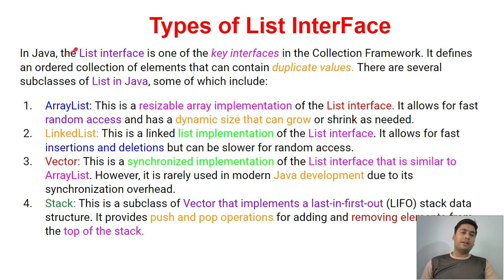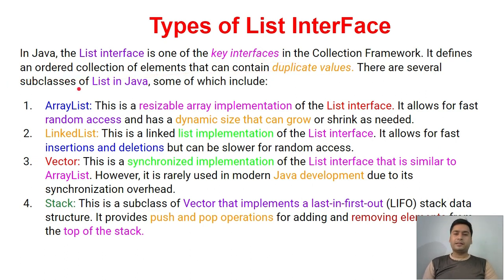In Java, list is an interface. It is one of the key interfaces in the collection framework. It defines an ordered collection. Ordered collection means if you store first one, second two, third three, then in the same sequence it will be stored. But if you go with the set, it will not store in the same sequence, maybe it will store unordered. That is the difference between set and list. Set cannot contain a duplicate value, and in the list interface you can store duplicate values also, that is possible.